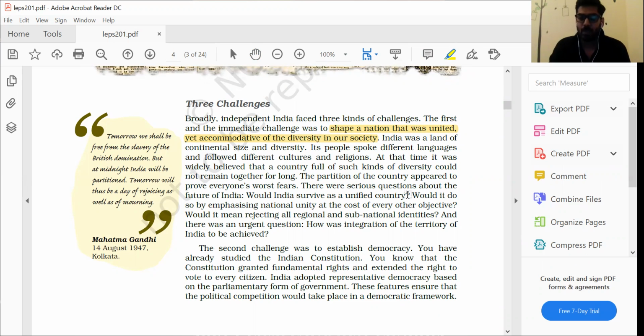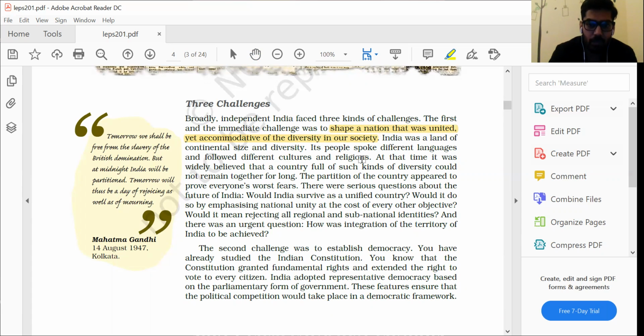Such a diversity. Diversity is a good thing. Plurality is a good thing. But as a nation, you need to be accommodative to inculcate these diversities and move forward. That was a huge challenge in 1947.